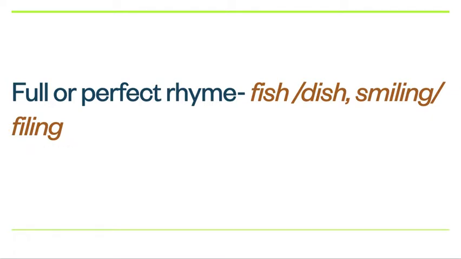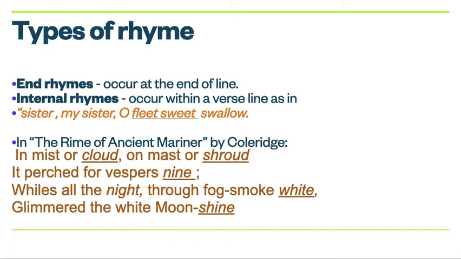Now we talk about the various types of rhyme according to position. There are end rhymes and internal rhymes. If rhyme occurs at the ending of a line, it is called end rhyme, and if the rhyme occurs within the line, we call it internal rhyme. As an example, 'sister, my sister, oh, fleet, sweet, swallow.' Here fleet and sweet occur within the line, so this is an example of internal rhyme.